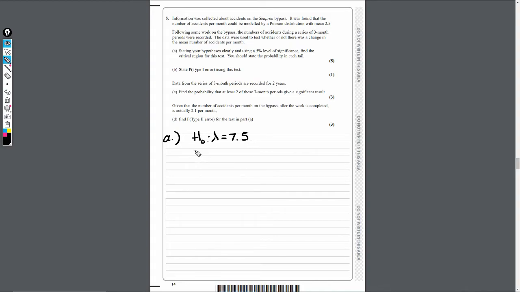Okay, my H1, so we've got to decide whether it's a one-tailed or two-tailed test. Well, because we're only deciding whether it's changed, not increased or decreased, it's going to be a two-tailed test, right? So we're not specifically looking whether it's increased or decreased, so it's two-tailed. So that's lambda is not equal to 7.5. So two-tailed test, I'm just writing this over here, this isn't part of my hypothesis. Because it's 5%, that's 2.5% at each tail. Each tail, okay?